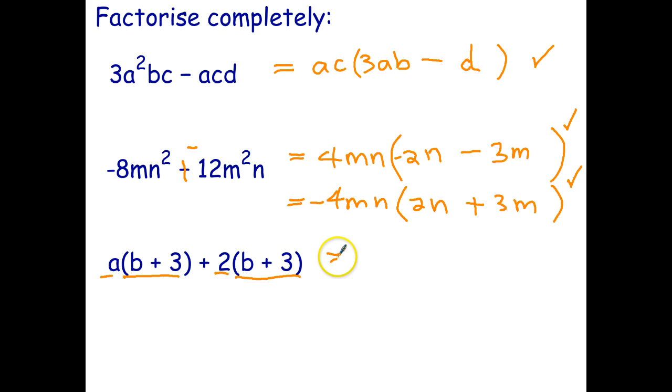So what's the common factor? Well, the common factor is b plus 3 in brackets. Now, once I take that out as a common factor, I'm left with just a plus 2. So in fact, that's the easiest question on the page, but it's the hardest one if you haven't seen any like that before.